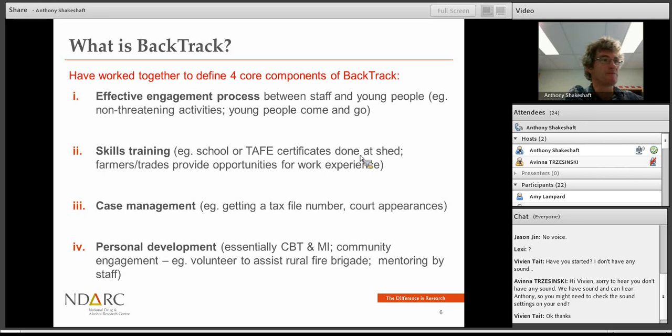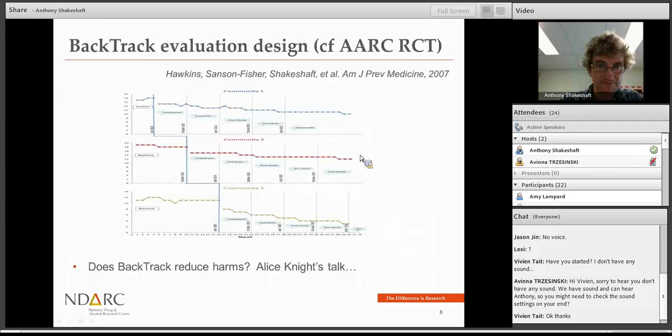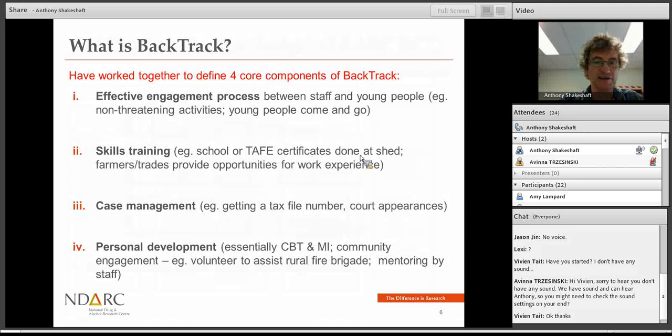So in the case of BackTrack, the core components are effective engagement processes, good skills training, case management, and personal development. So the logic is to say, as long as a program has got those 4 components, then we can say that it's the same program being implemented in different communities. And then the way that we allow for the flexibility is to say the actual activities that give effect to each of those core components will be different in each community.